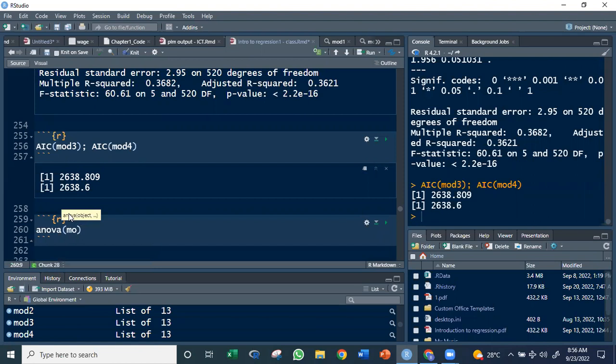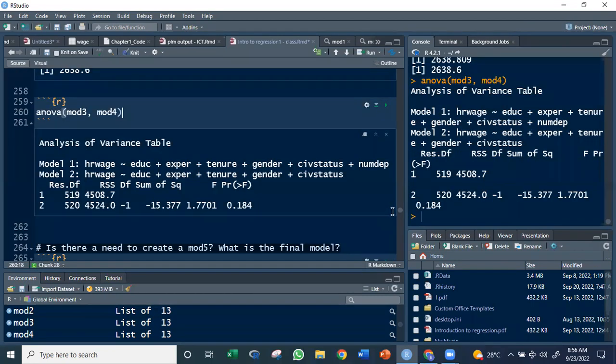ANOVA model 3 and model 4. Okay? So ito yung 6 predictors, ito yung 5 predictors. Yung unrestricted natin si model 3, yung restricted natin si model 4. Let's test again. All right. So here, remember our null hypothesis here is that the restricted model is better than the unrestricted model. The p-value is 0.184. Ergo, guys, anong conclusion natin?